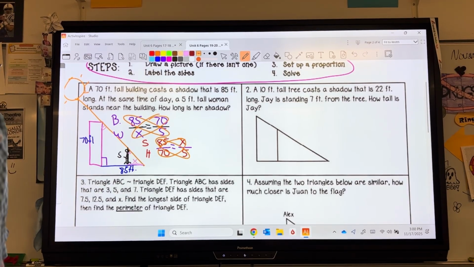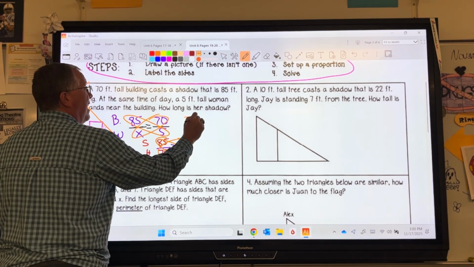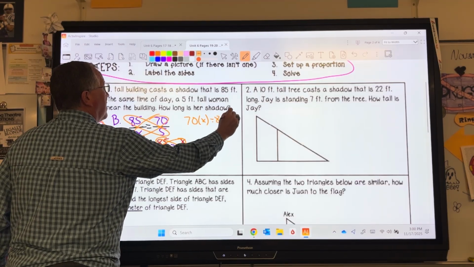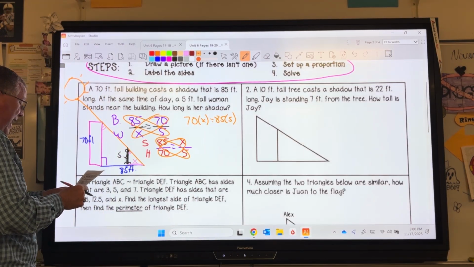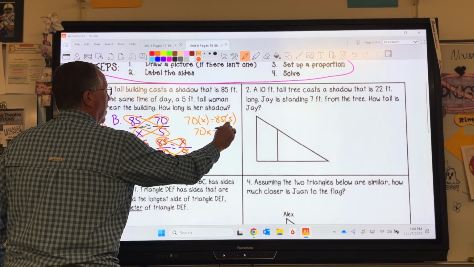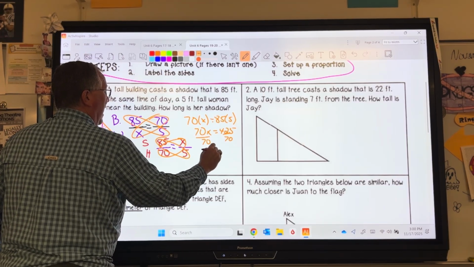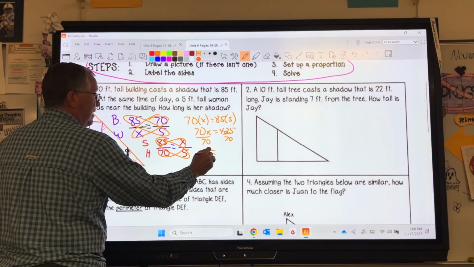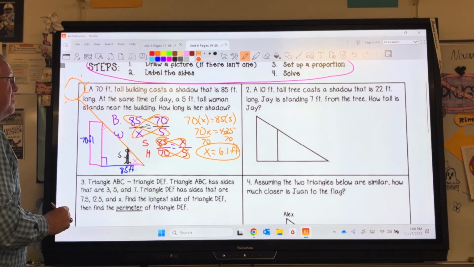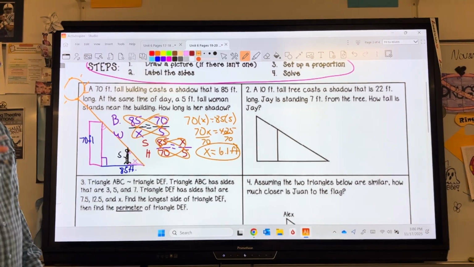So I'm going to go ahead and set that up and cross multiply those. So 70 times x has to equal 85 times 5. Now if I take 85 times 5, I get 425. If I divide that by 70, I get x equals 6.1 when I round it. And you'll notice that in the directions, it said round to the nearest tenth. If it didn't, we're going to round everything to the nearest tenths place, so 1 decimal place.